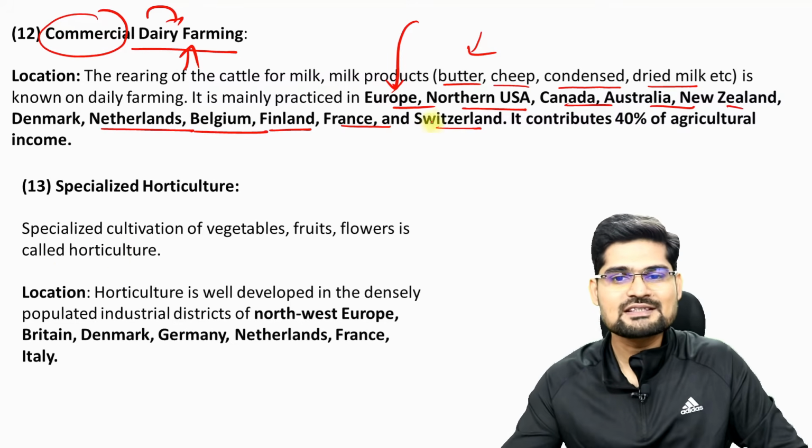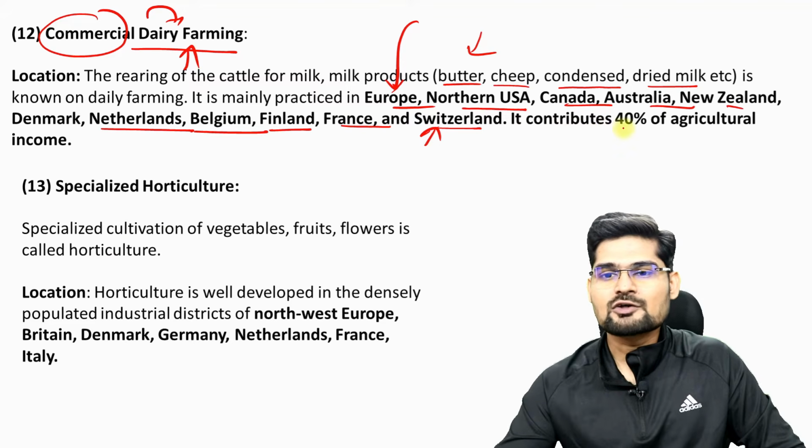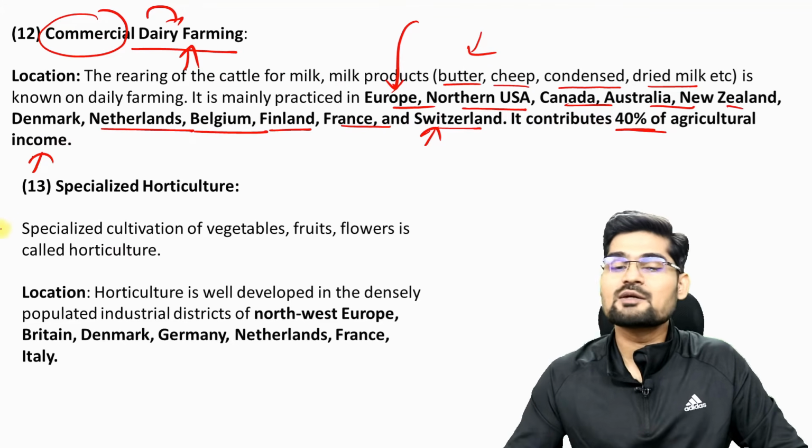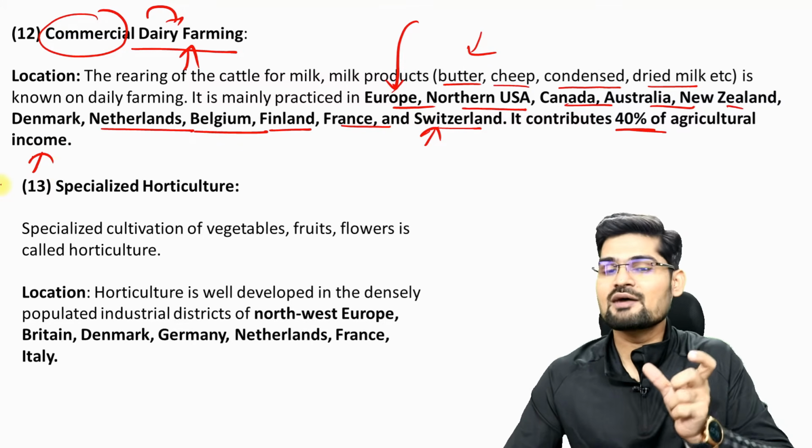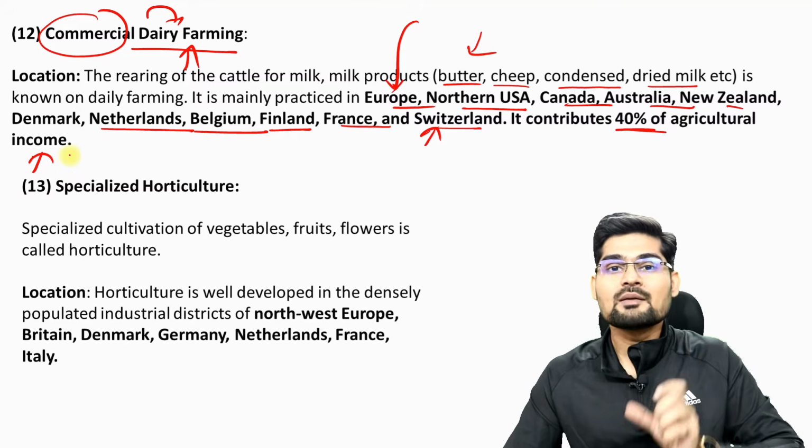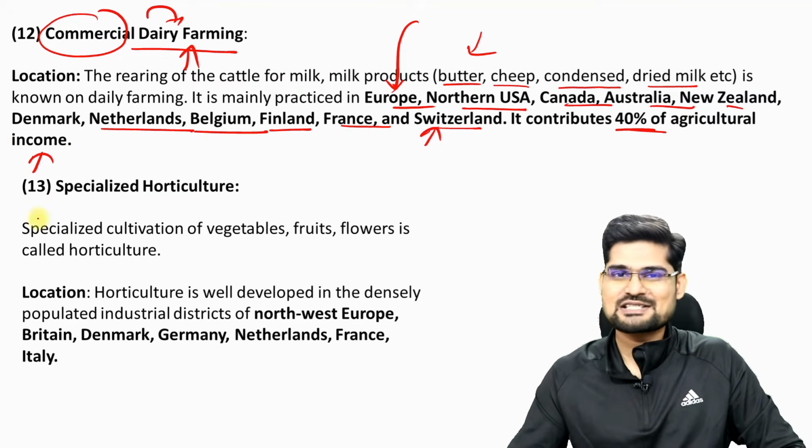So Swiss chocolates are very famous. If you remember, it contributes 40% of agricultural income of the world, right? So dairy farming at a commercial level is one of the best enterprising works in agriculture around the world.